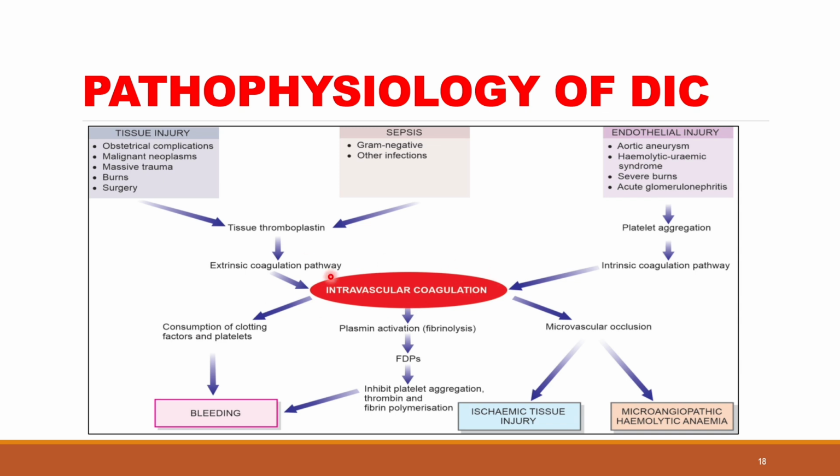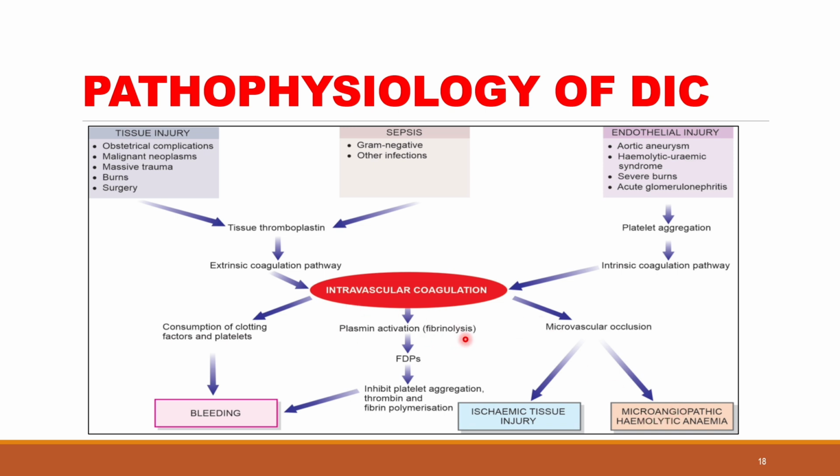Now the microclots are formed within the circulation, and this clot can occlude certain organs. So because of that, there could be infarction, ischemic coagulative necrosis. So there could be infarction because of microvascular occlusion. And once the fibrinolytic system is activated, microangiopathic hemolytic anemia will occur because the RBCs will also break down.